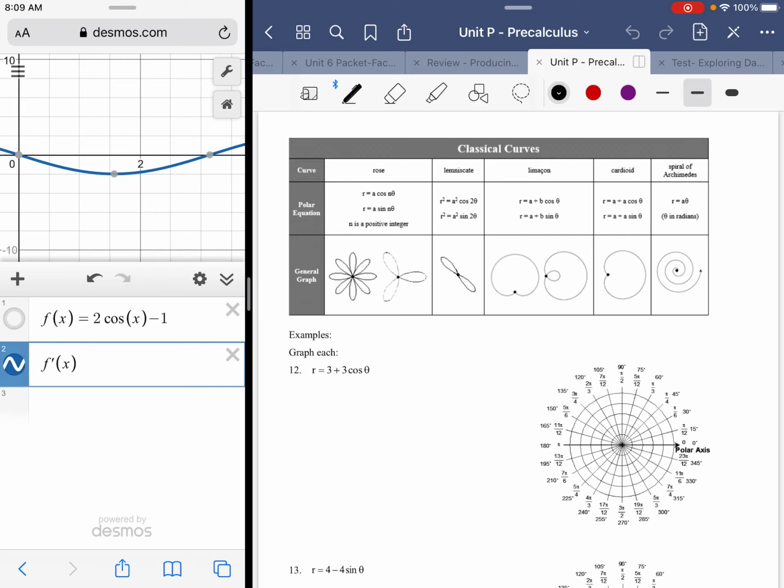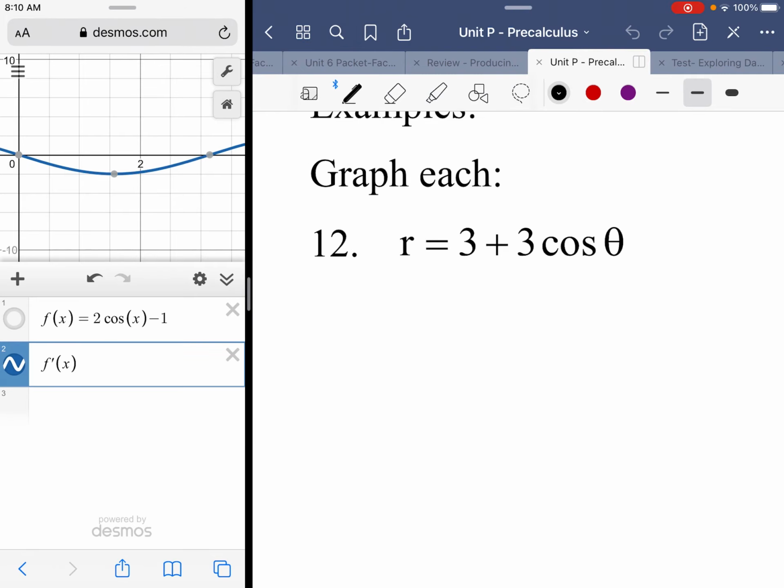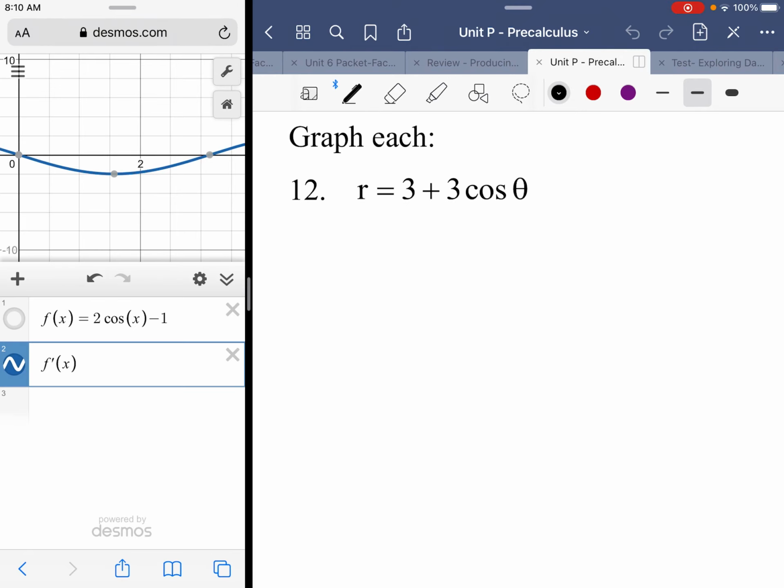Right? So if you look at the structure of these models at the top, they're not overly complicated. r equals a plus a cosine theta, for example, for a cardioid. Not complicated, but its function analog is very complicated. So we want to be able to handle these kinds of curves without having to go into rectangular form.